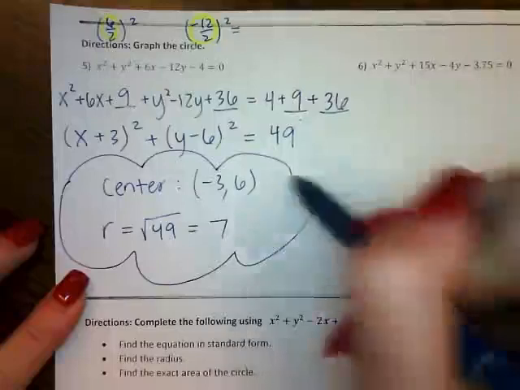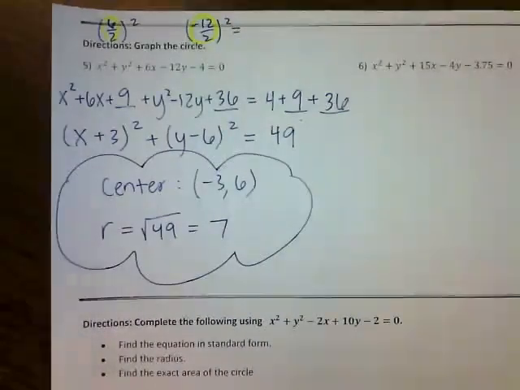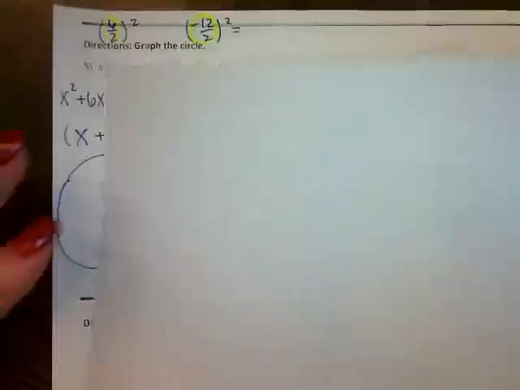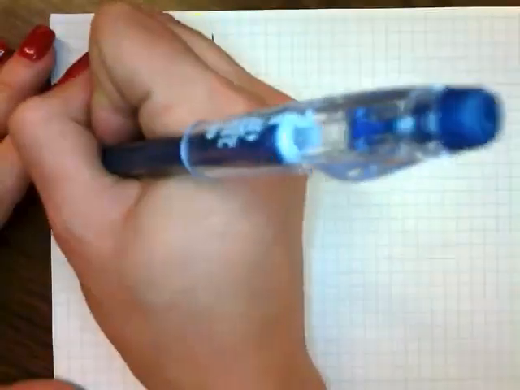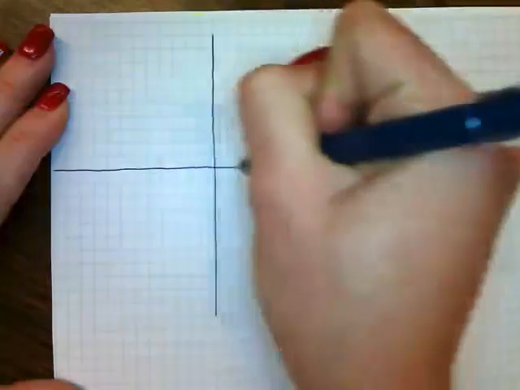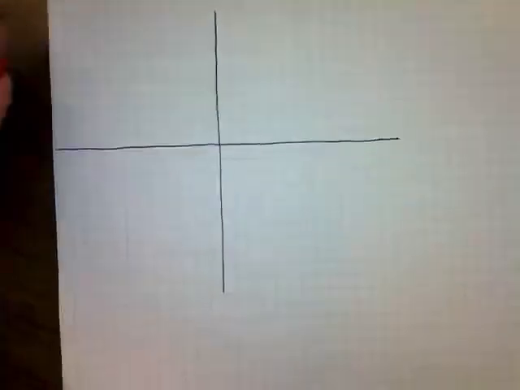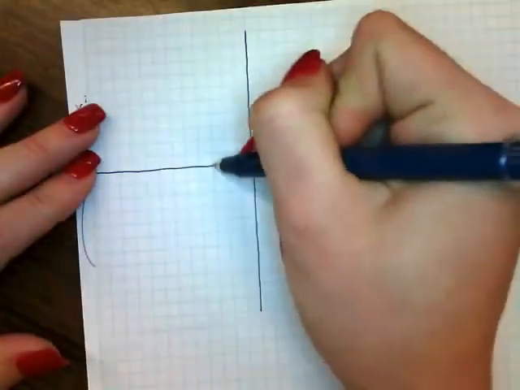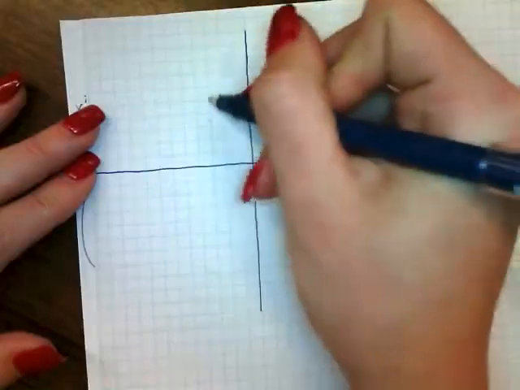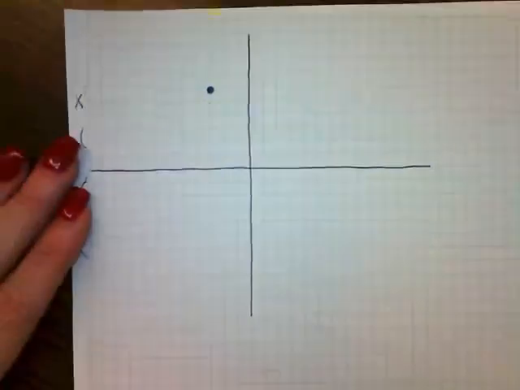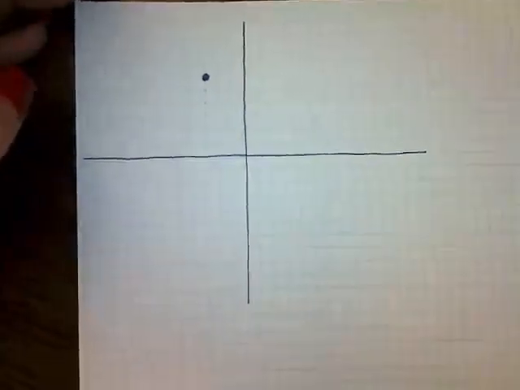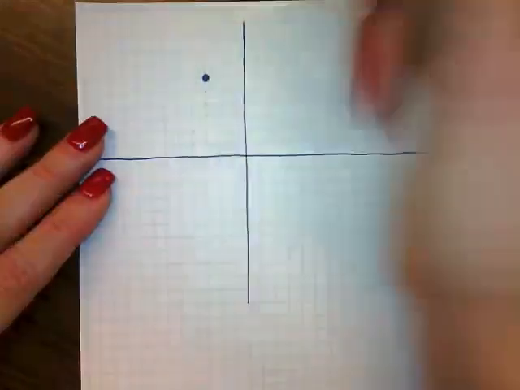Now that we've identified the center and the radius, we can move to a sheet of graph paper to see what this would look like on the graph. All right, the center was negative 3, 6. 1, 2, 3. 1, 2, 3, 4, 5, 6. I should have moved my graph down because this is going to go off the page a little bit, but that's okay. Our radius is 7, so we're going to count 7 in all directions.